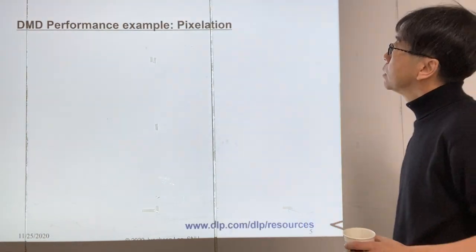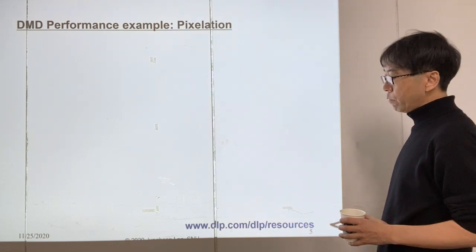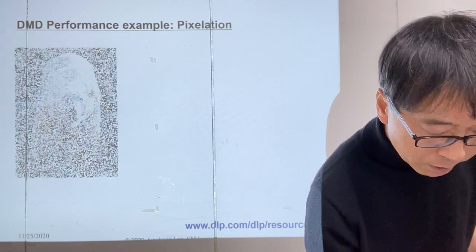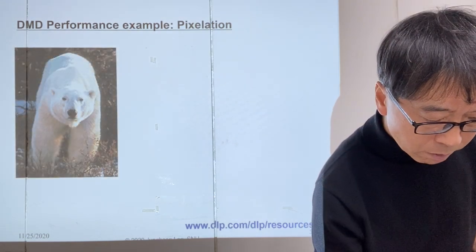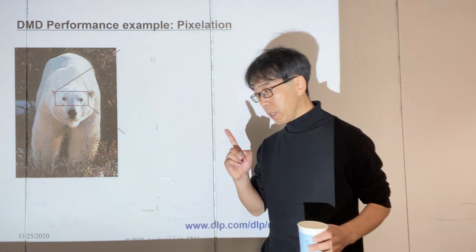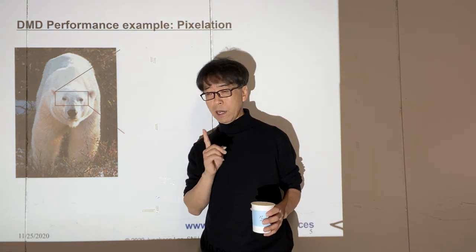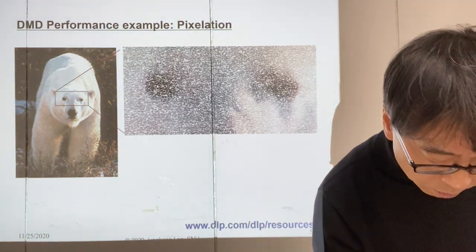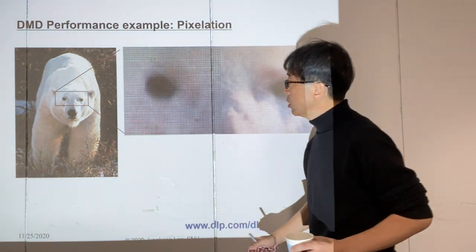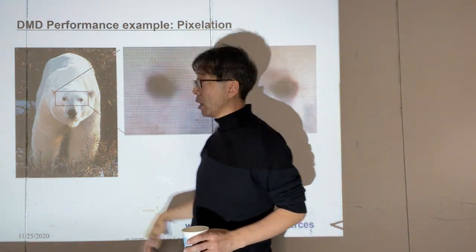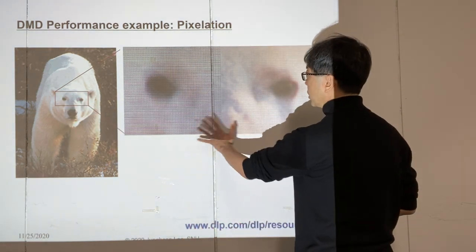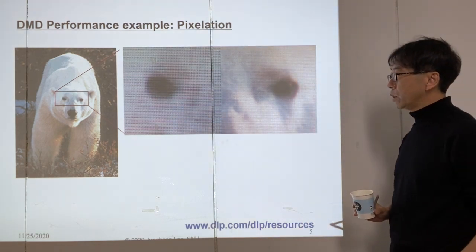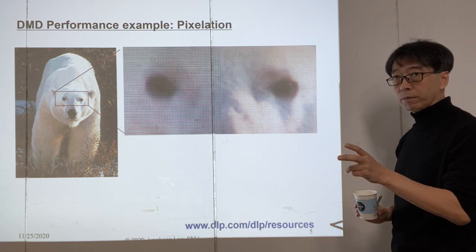Why DMD? Oh, that's a very impressive performance comparison between LCD and DLP. Of course, I'm not talking about the TV, I'm talking about projector. TV, LCD is the king, okay? No wonder. But projector, you know. So if you take a look at this picture, the eyes of a bear, and if you take a look at the detail of it, the left-hand side is LCD. The right-hand side is DLP, of the same resolution.